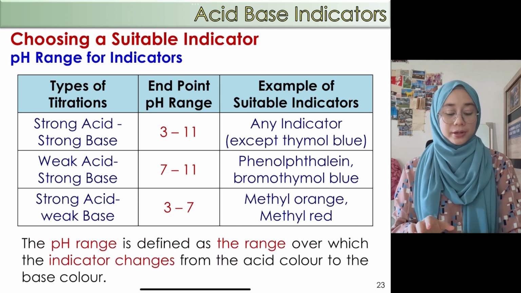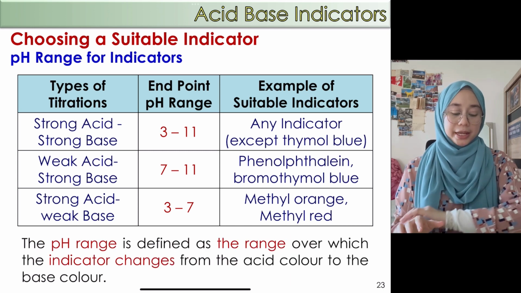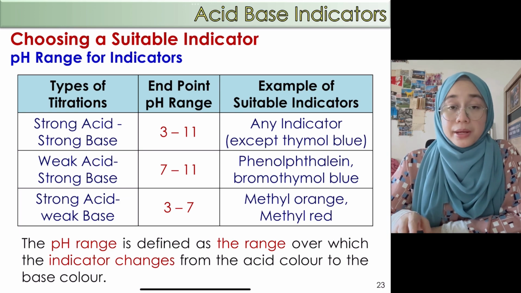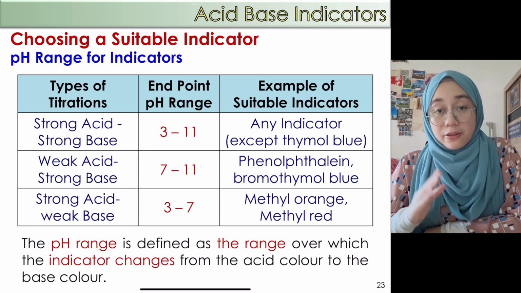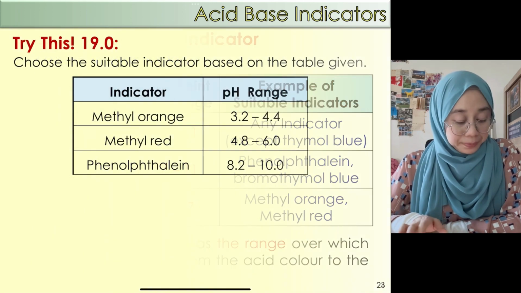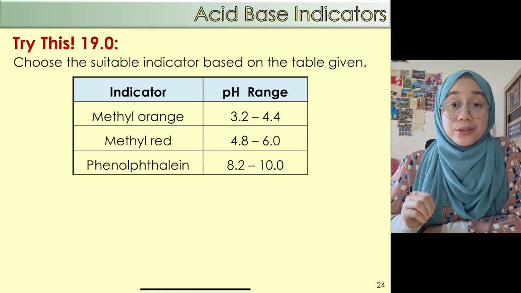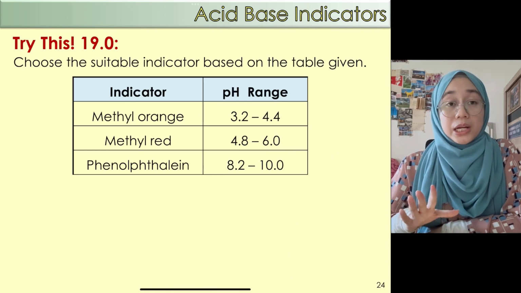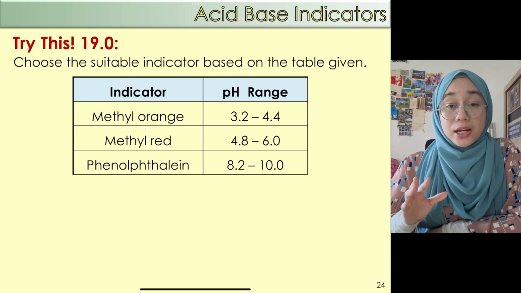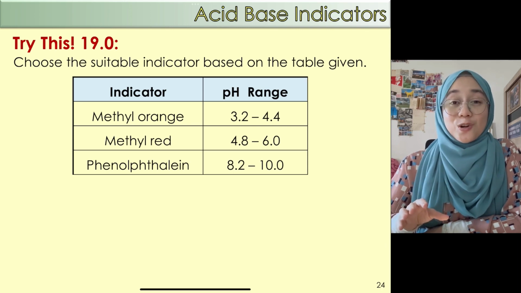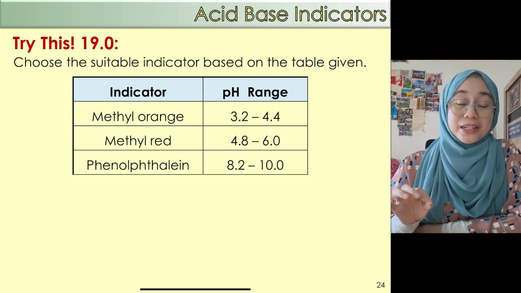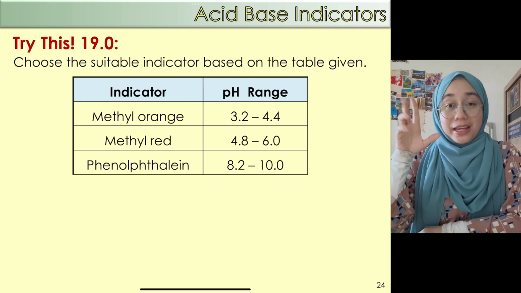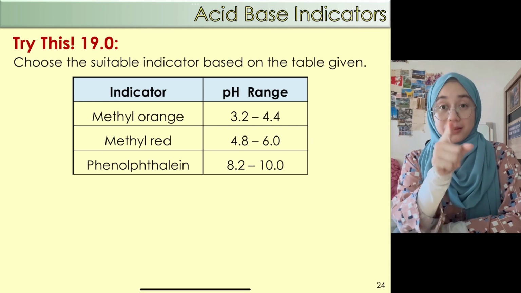Okay, so the pH range is defined as the range over which the indicator changes from the acid color to the base color, or vice versa, from base to acid color. Right, so let's try and do this together, class. As you look at these questions, I will reveal the questions and answers, so you try to think first. Before Miss reveals the answer, you can post first what you think the answer is. Okay, so make sure you post.